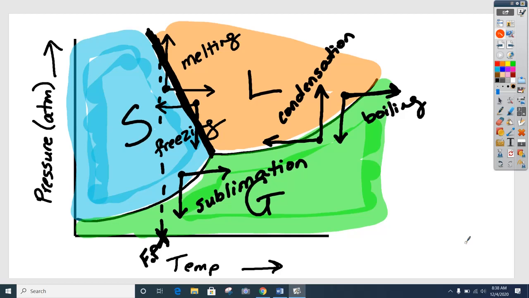You can also go in the opposite direction. You can change from a gas to a solid. That is called deposition, but I very rarely hear anybody talk about that or ask you about it on the AP exam. So I think if you know sublimation, you're good. Okay, let me show you an example of dry ice and sublimation in case you've never seen it.